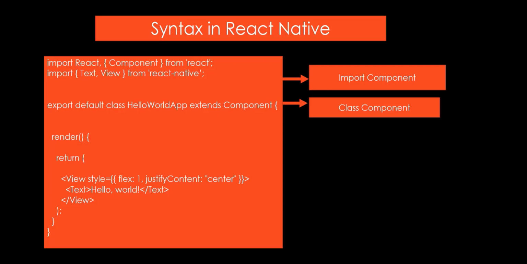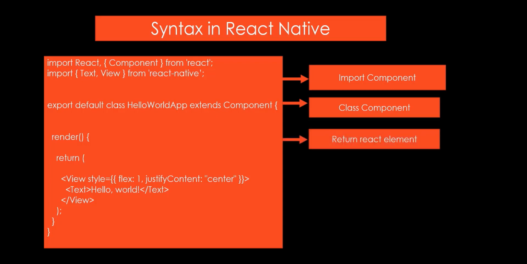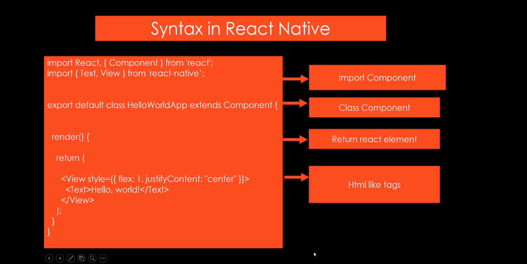Then inside the class component, we have a render method. Basically, it is mandatory for every class component to have a render method. The render method will return a React element. So inside the return, we use HTML-like tags, but in React Native they are different. In place of div, like in HTML, we have View. Also, we can use inline style.